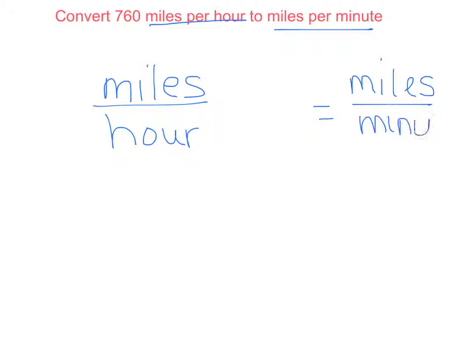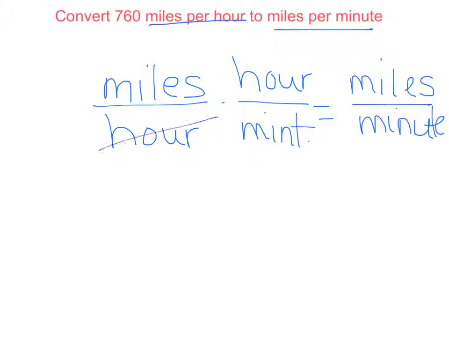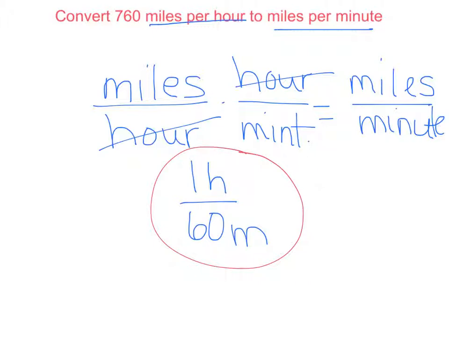Well, we have to do a little bit of converting in there. And so miles per hour. And then you know that you can go from hours to minutes. So we have hours to minutes, and these cancel out. So the hours cancel out, leaving you the miles and the minutes. So that means that you have 1 hour in 60 minutes. So you use that as your conversion factor to figure out how many miles are traveled per minute.